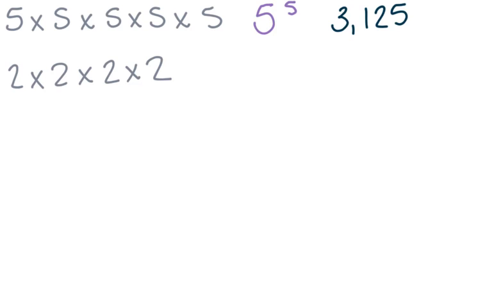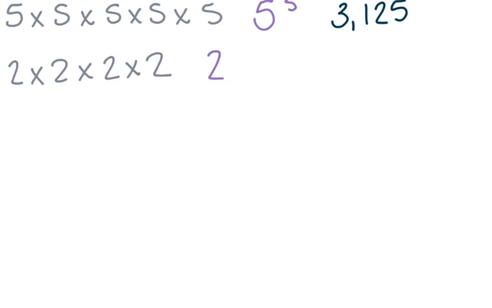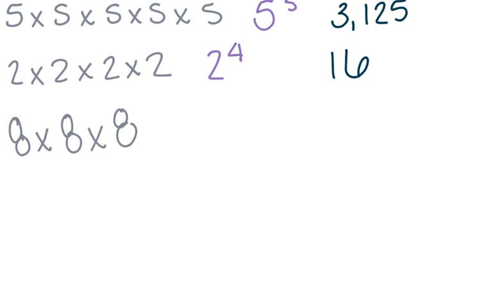Our next example is 2 times 2 times 2 times 2, and that is expanded form. In exponential form, we have 2 to the power of 4. And then for standard form, we have 16. And our last example is 8 times 8 times 8. That's expanded form. Exponential form, we have 8 to the power of 3. And then standard form, we have an answer of 512.